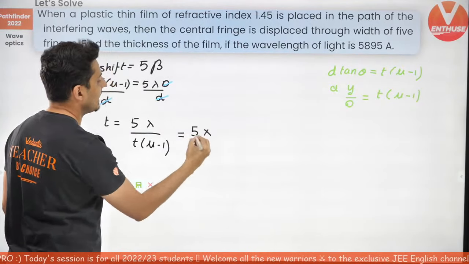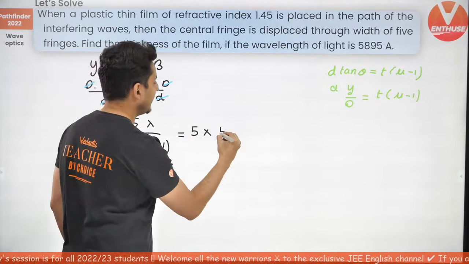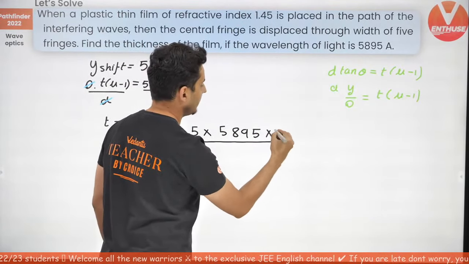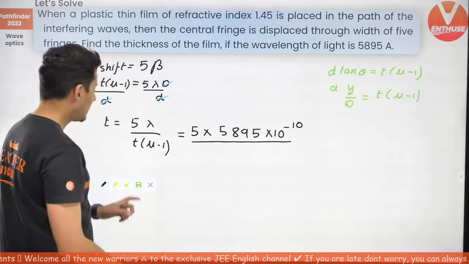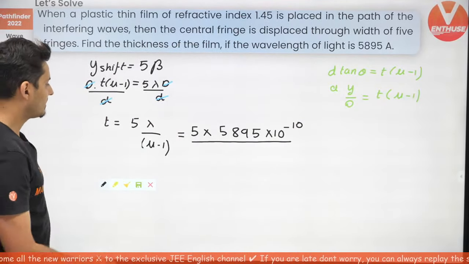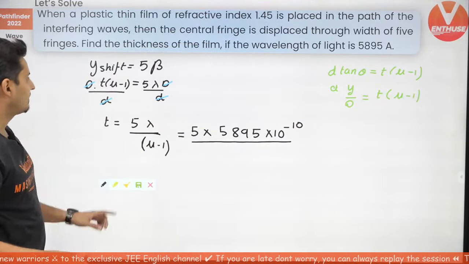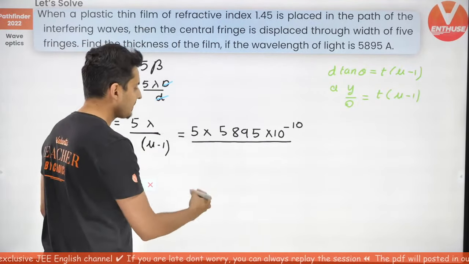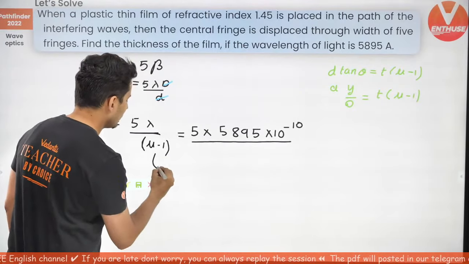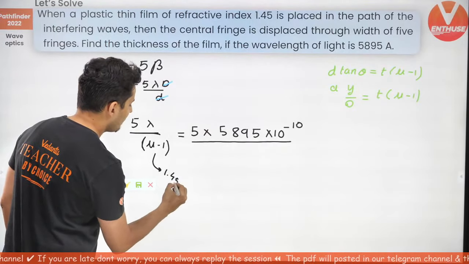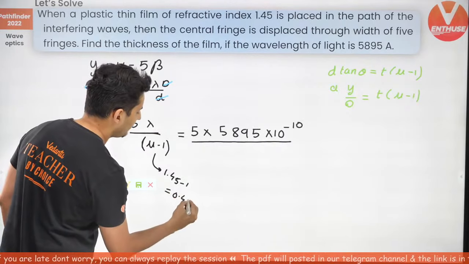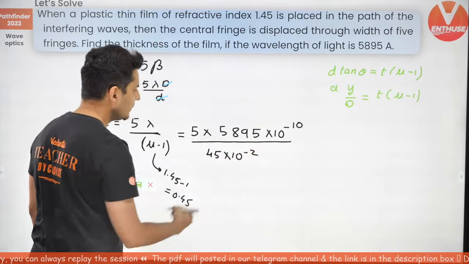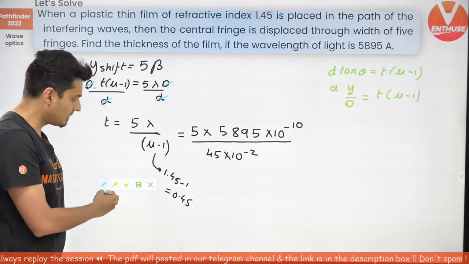So what is the value of lambda? Lambda is 5895 Angstroms, so into 10 to the power minus 10. Oh, sorry, I put t by mistake over here. I just had to put mu minus 1. My bad. So mu minus 1. What is mu? Mu is 1.45, minus 1. So that's 0.45, which is 45 into 10 to the power minus 2. Fair enough. Now solve this, my warriors.